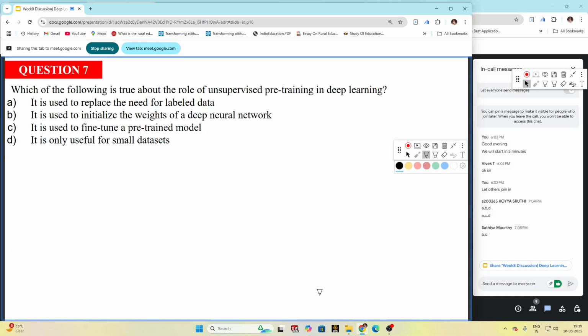Now let's move on to the next question. Which of the following is true about the role of unsupervised pre-training in deep learning? Option A, it is used to replace the need for labeled data. Option B, it is used to initialize the weights of a deep neural network. Option C, it is used to fine tune a pre-trained model. Option D, it is only useful for small data sets. So any guesses for this?